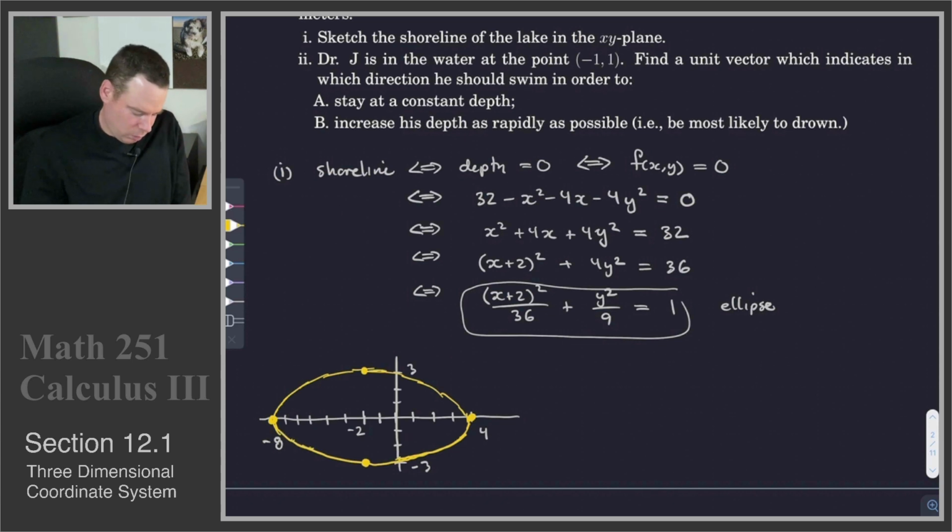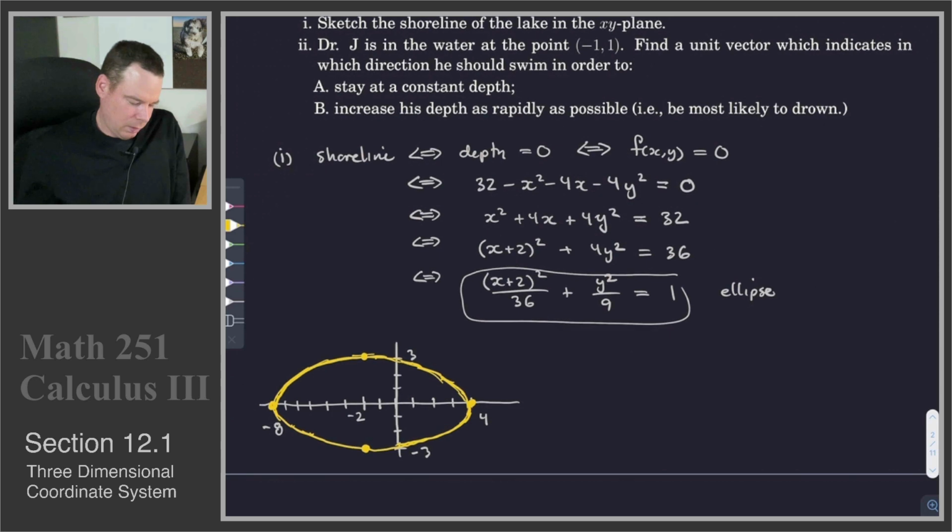So there's our shoreline. It's an elliptical lake. The shoreline looks like this. Now the idea is, for part 2, we're swimming at a point (-1, 1) out in the lake. So at (-1, 1), that's right about here. I'll put it in a different color, right about there.